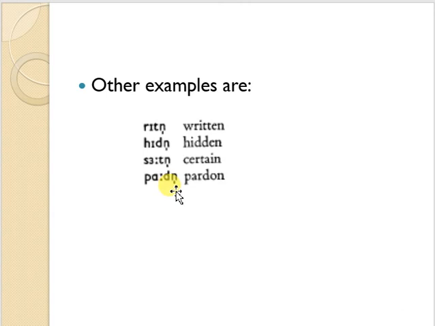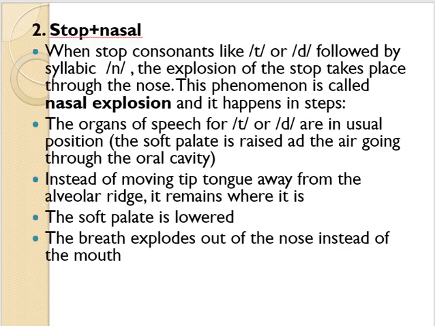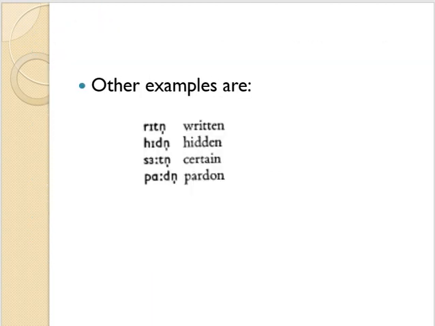Pardon. This is the way that we pronounce the syllabic consonants. You see that the explosion comes out, not at all through the mouth, all the explosion comes out through the nose, because we have this sequence of consonants, a stop and then a nasal. We will have nasal explosion.